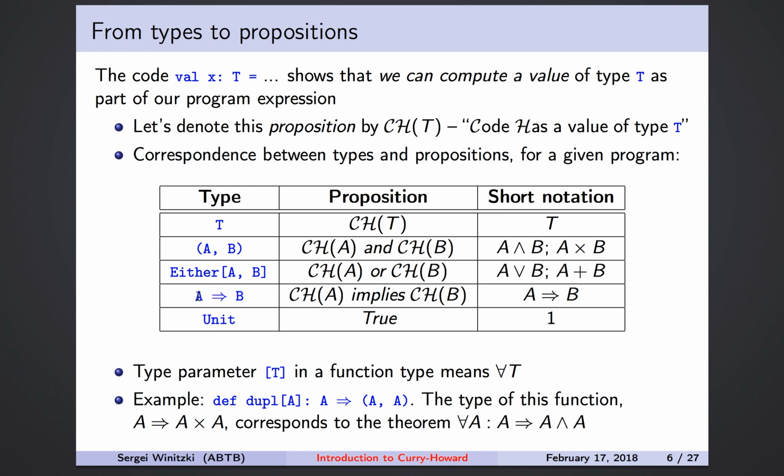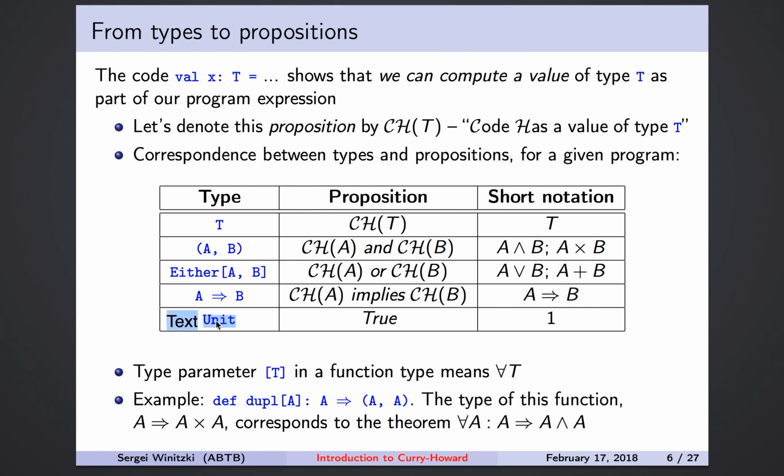So the proposition CH of A to B, I'm reading this function type as A to B. So CH of A to B is the logical formula that is if CH of A, then CH of B. So if I am able to compute CH of A, then I'm also able to compute CH of B. So this is a logical implication. And the short notation for that will be this.